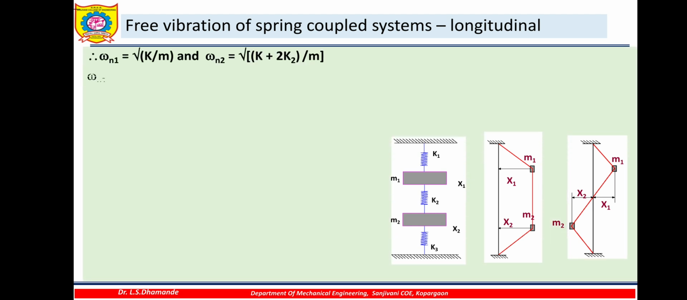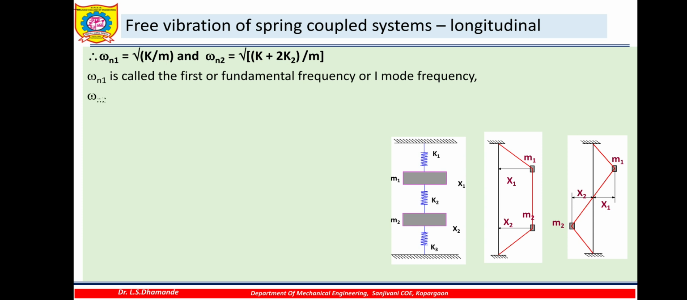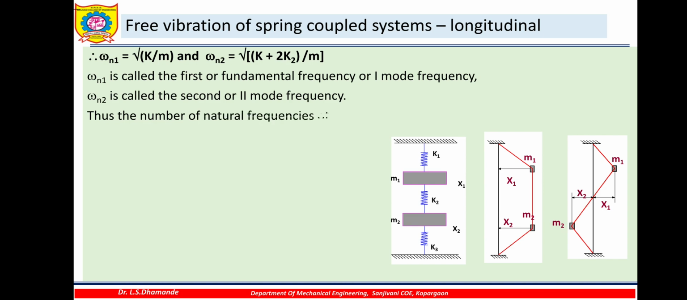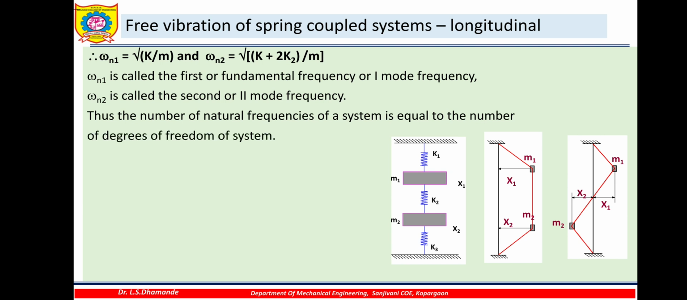These are the two natural frequencies that you got. Omega n1 is called the first or fundamental frequency, or the first mode frequency, and omega n2 is called the second natural frequency, or second mode frequency. Thus the number of natural frequencies of a system is equal to the number of degrees of freedom of the system. If it is a 2 degree of freedom system, we will have 2 natural frequencies. If it is a 3 degree of freedom system, we will have 3 natural frequencies, and so on.